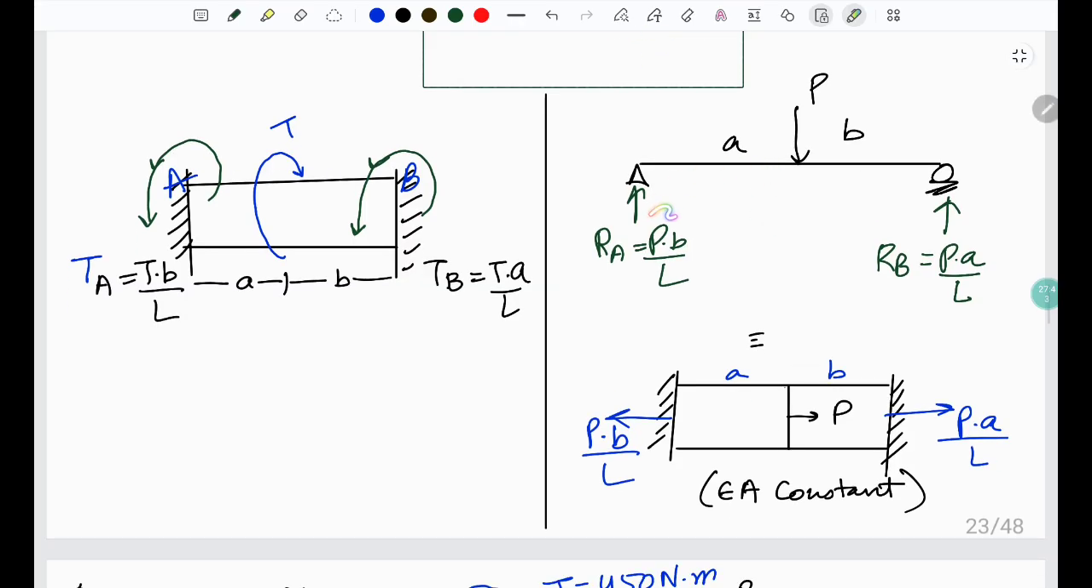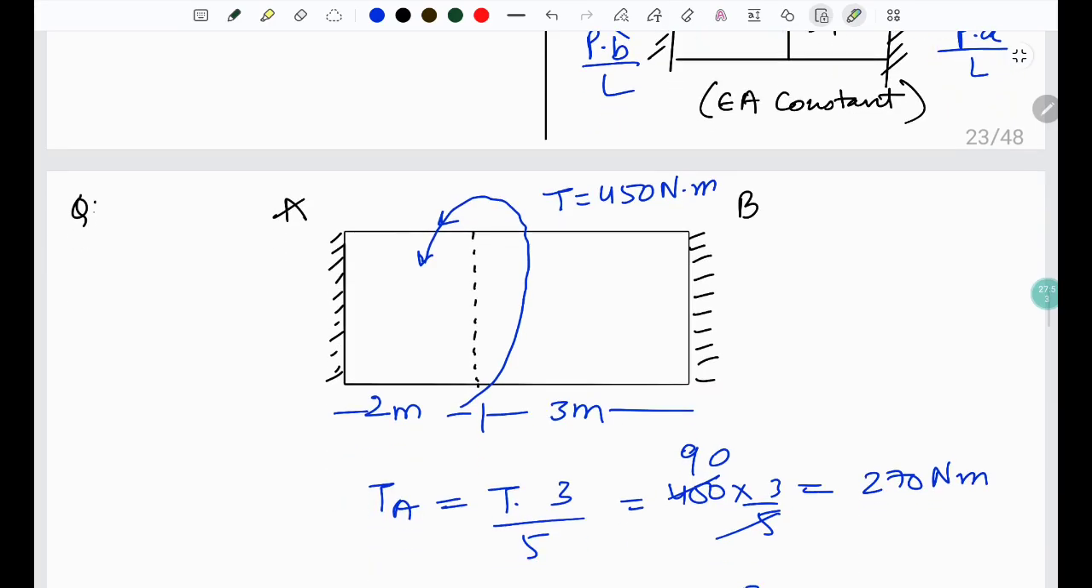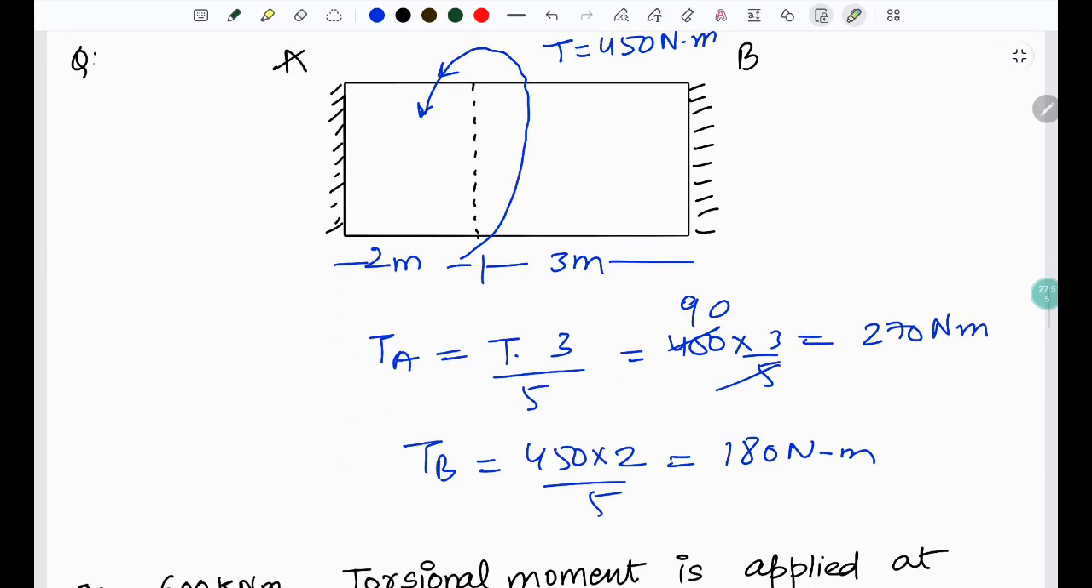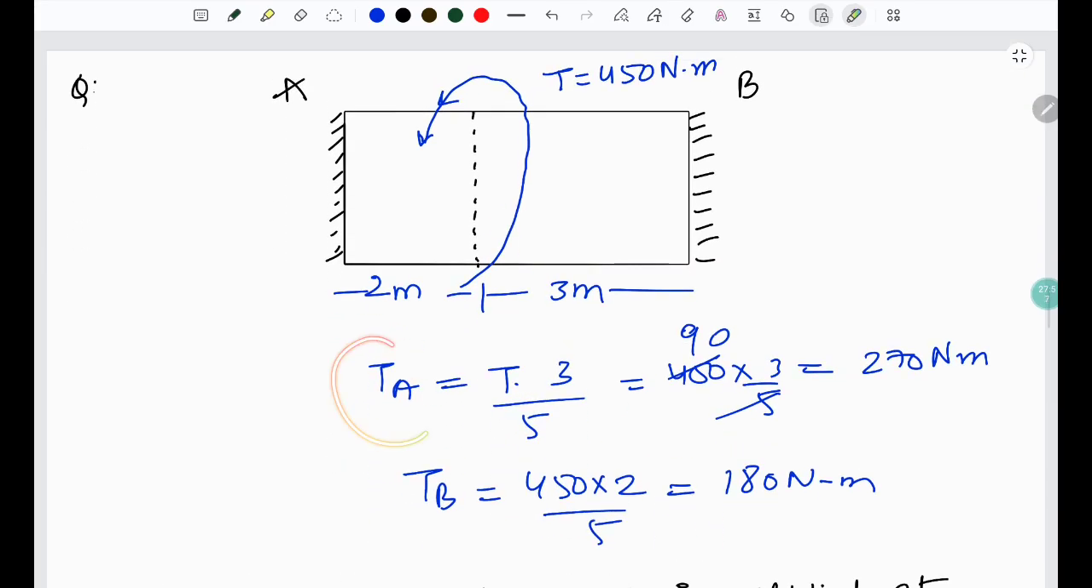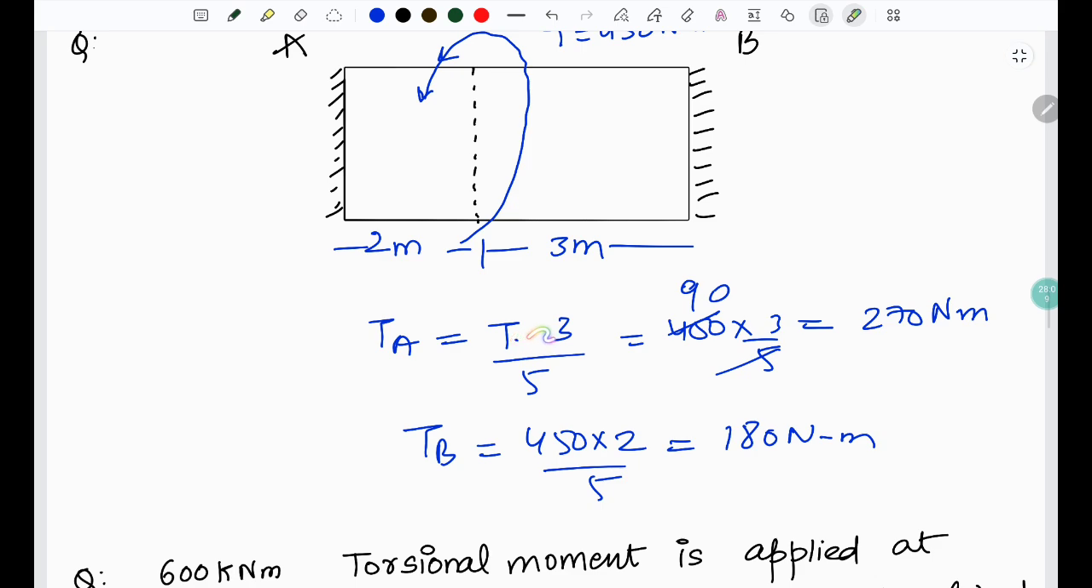To find out the reaction, here we get PB by L, here we get PA by L. Similarly in this case we get PB by L here and we get PA by L here. This is a solved numerical where I can simply put TA equals T times, at A I have to use 3, at B I have to use 2, that is T times 3 by 5, and I can easily solve.